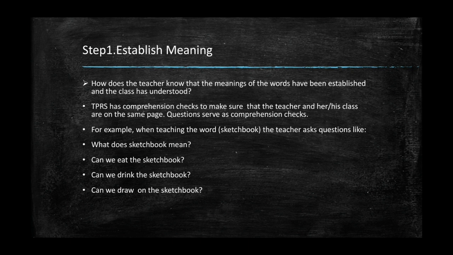For example, when teaching the word sketchbook, the teacher asks questions like, what does a sketchbook mean? Can we eat the sketchbook? Can we drink the sketchbook? Can we draw on the sketchbook? And so on. Once you have strong indicators of comprehension, move on to the next step.